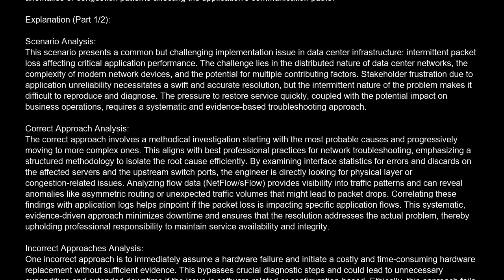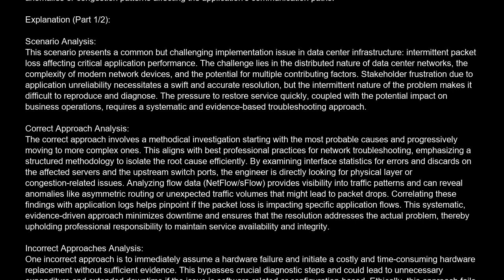By examining interface statistics for errors and discards on the affected servers and the upstream switch ports, the engineer is directly looking for physical layer or congestion-related issues. Analyzing flow data, netflow/sflow, provides visibility into traffic patterns and can reveal anomalies like asymmetric routing or unexpected traffic volumes that might lead to packet drops.